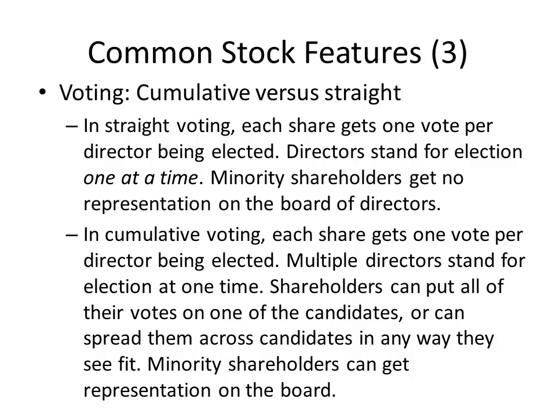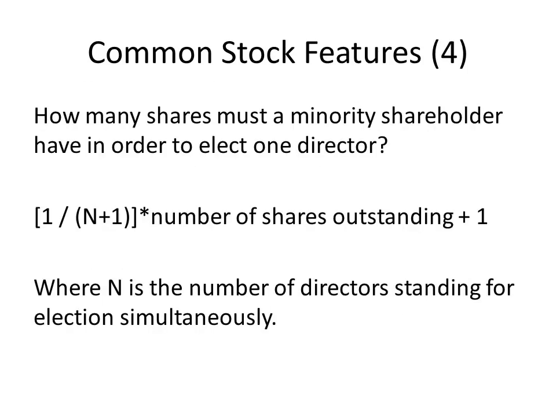How? Well, let's say there are 4 directors standing for election and I have 1 share. That would give me 4 votes. I could concentrate all 4 of those votes on one race to try to get my representative elected. Whereas if we were doing straight voting and I'm a minority shareholder, I would not have that sort of option. So once people learn about cumulative voting, then they start to ask, well, how many shares must I own as a minority shareholder in order to elect 1 director?